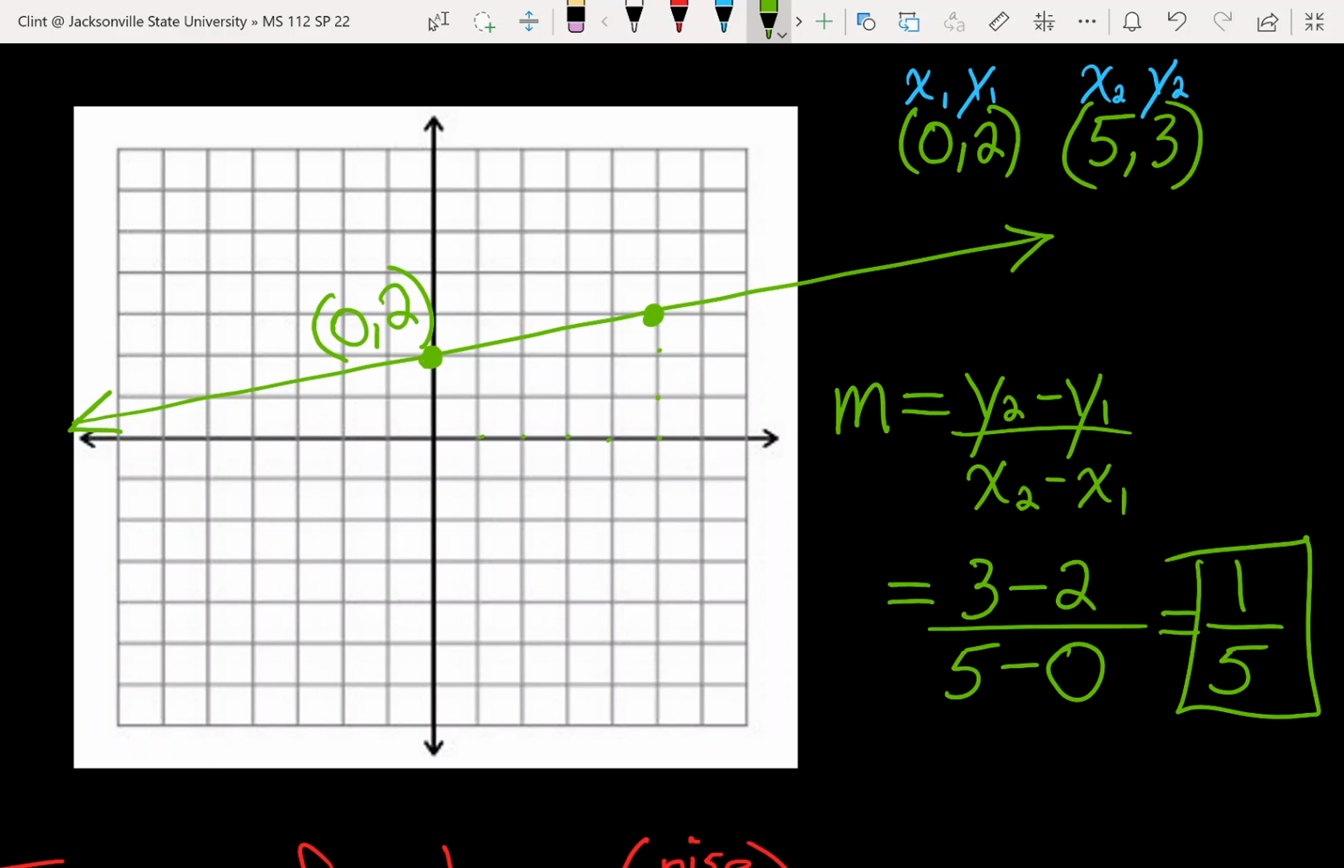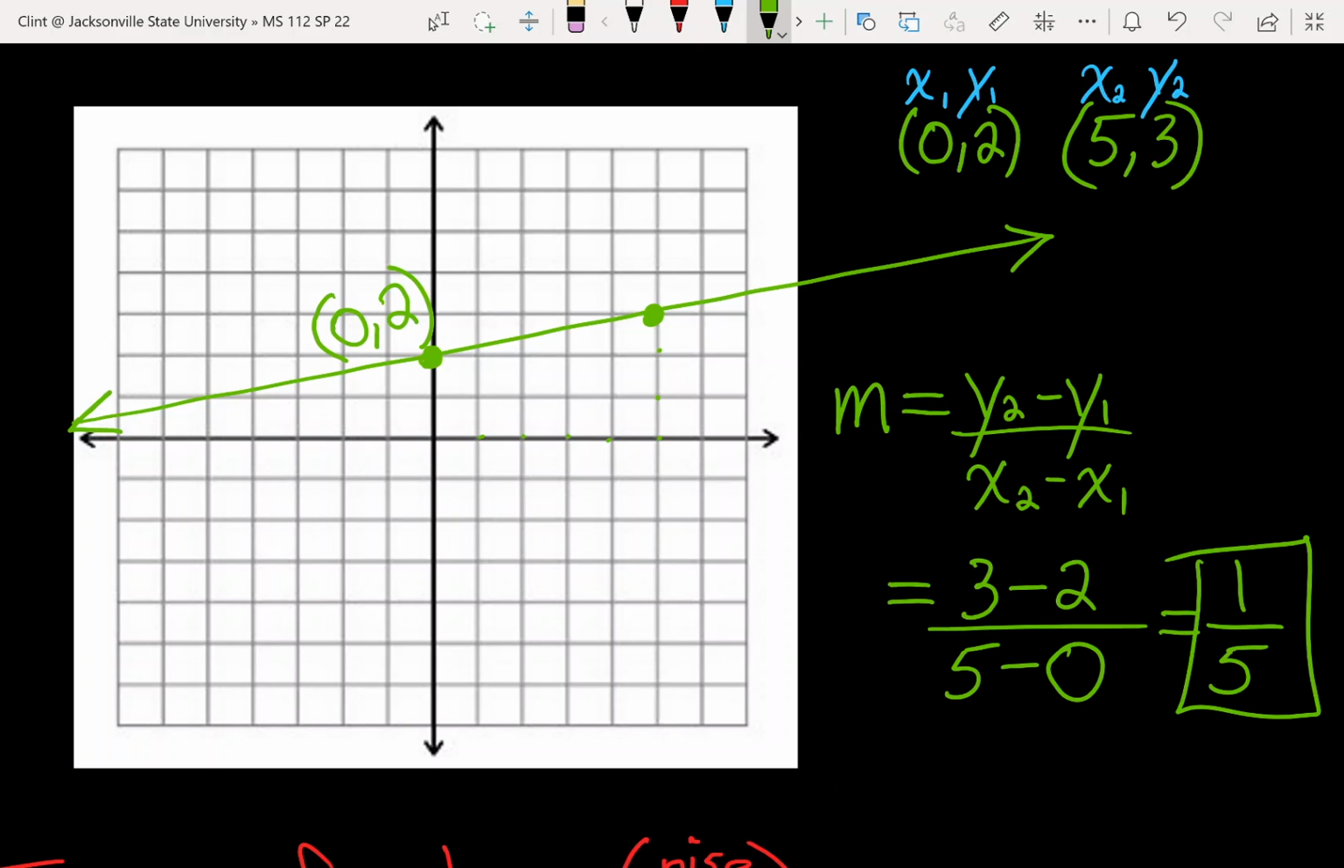And what's that slope telling us? That slope is telling us if we start at some point on the graph, it doesn't matter what point we start at. I'm going to start over here this time because that wasn't one of our points we used. It says if we go up 1, because it's a positive 1 on the top, right? So go up 1 unit, and then we've got a positive 5 on the bottom, that's our run, and go over 5, we're going to end up at another point on the graph.